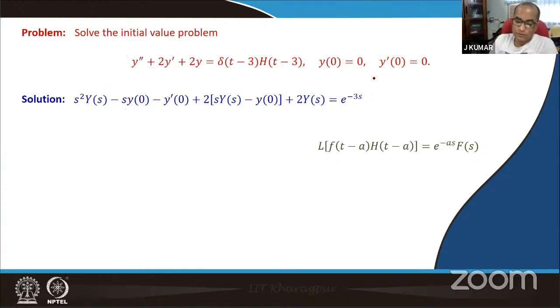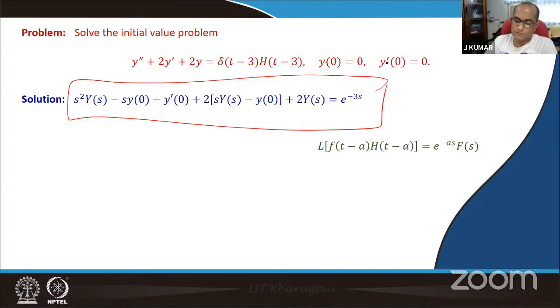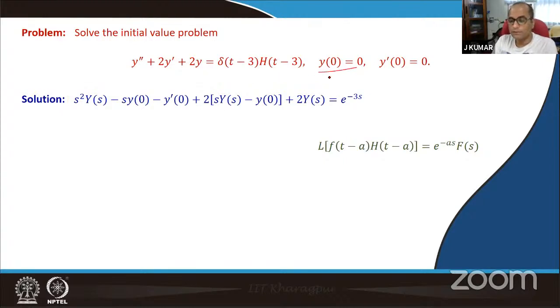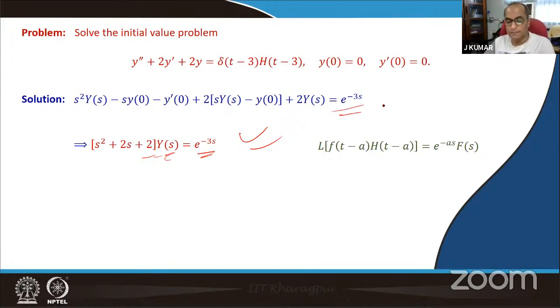Now we are in the transform domain s, so there is no more t here. Another good point is that whatever initial conditions are given, we can directly use them at this step. So y(0) will be used here and y prime(0) will be used here. Then we have (s squared plus 2s plus 2) Y(s) equal to e to the power minus 3s, which is already there on the right hand side.